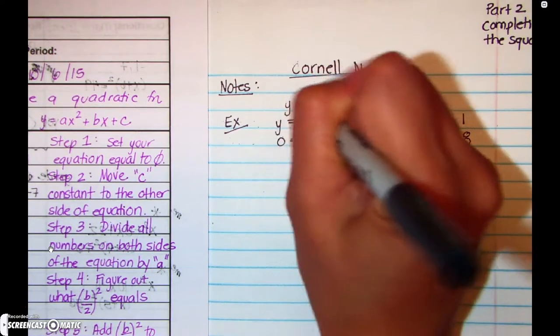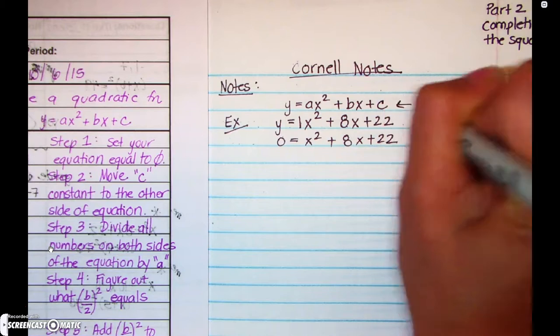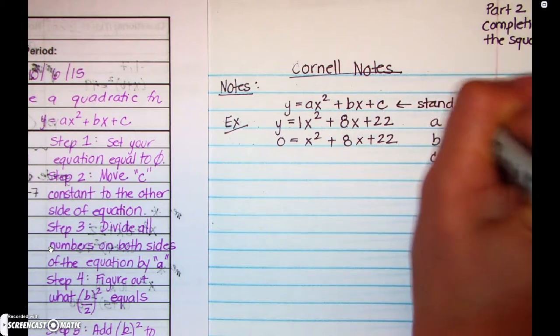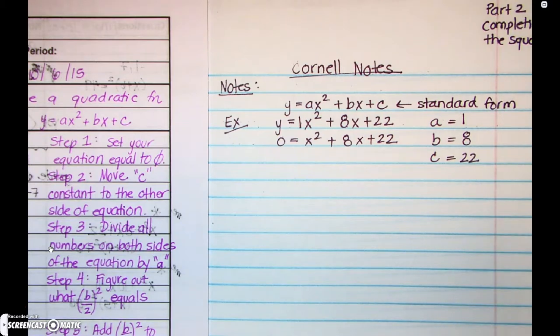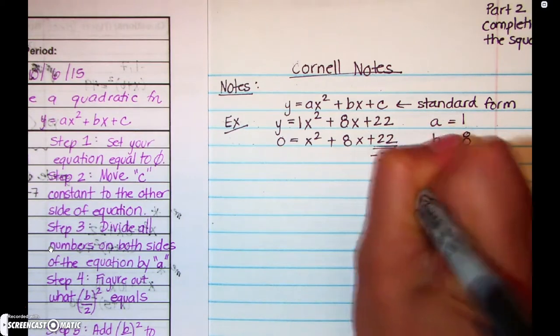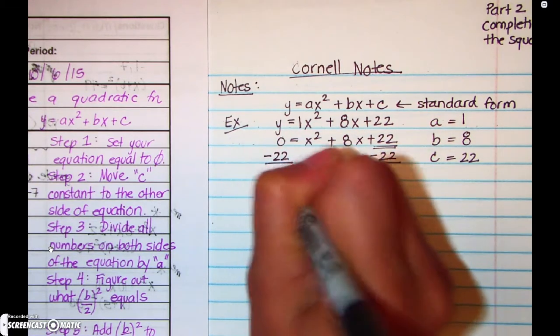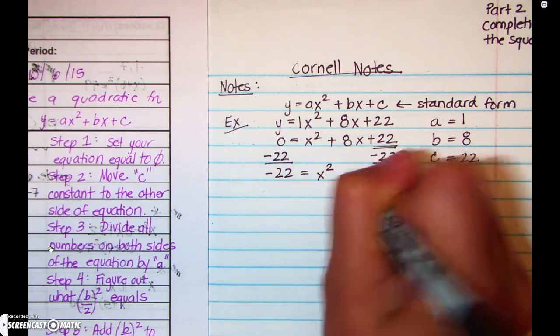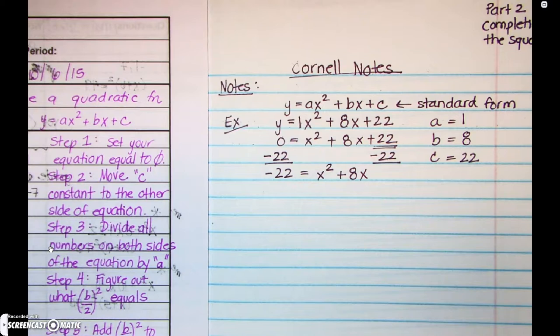By now, you guys should be experts at the standard form and what each of the variables represent. Okay? So once we have A, B, and C, we're going to move the constant to the other side of the equation. My constant in this case is C. In order to get rid of a positive 22, I have to subtract 22 from both sides. So now I'm left with negative 22 is equal to x squared plus 8x.